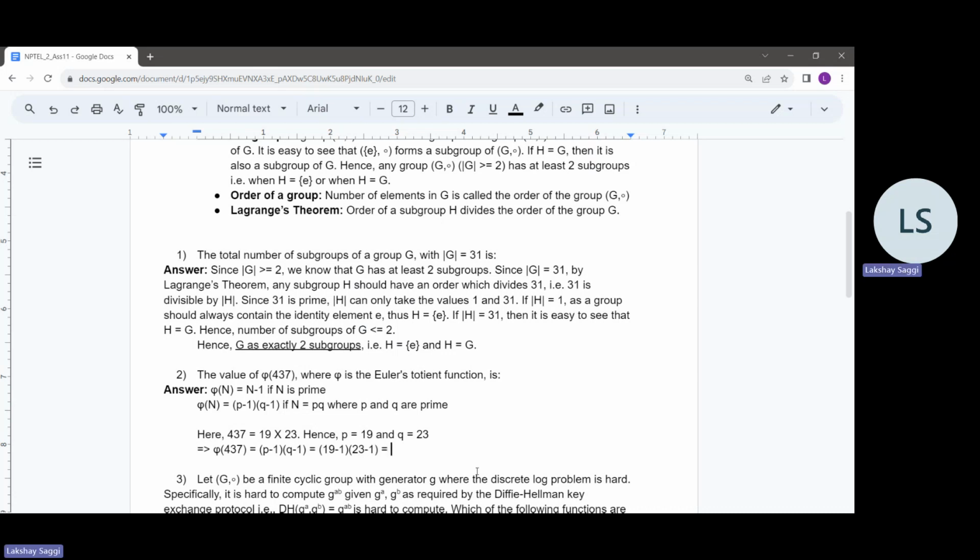And what will this be equal to? This will be nothing but 18 times 22. And what is 18 times 22? 18 times 22 is something like 220, 440, and it will be 396. Yeah, so 396 is the correct answer.